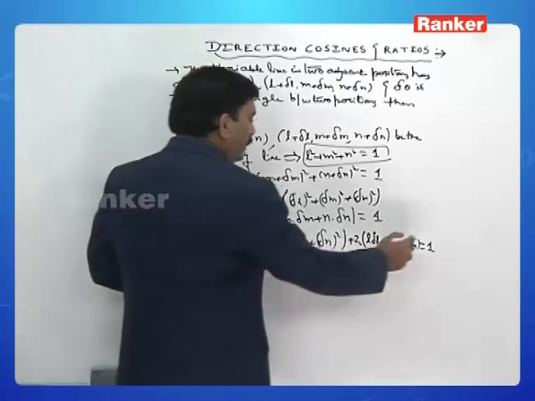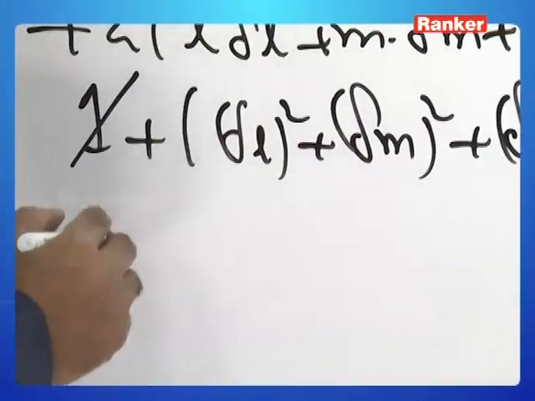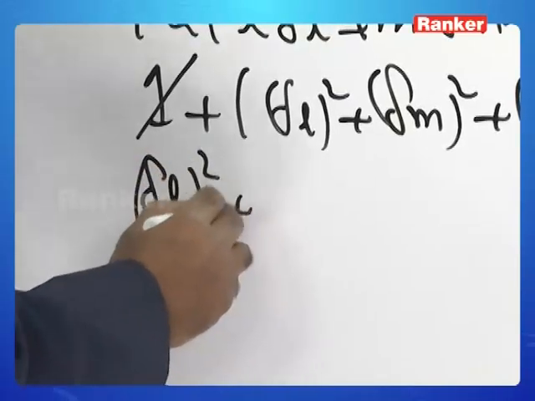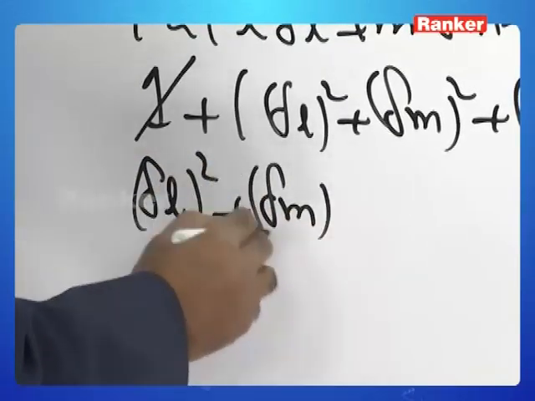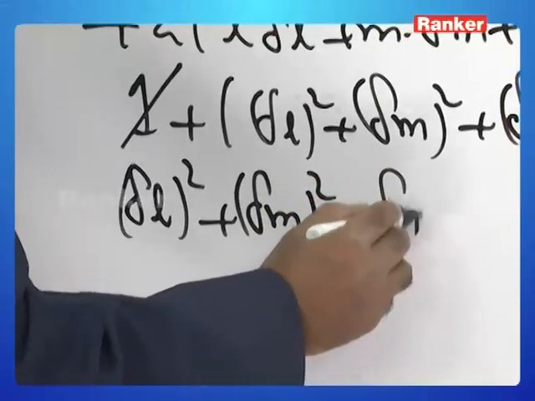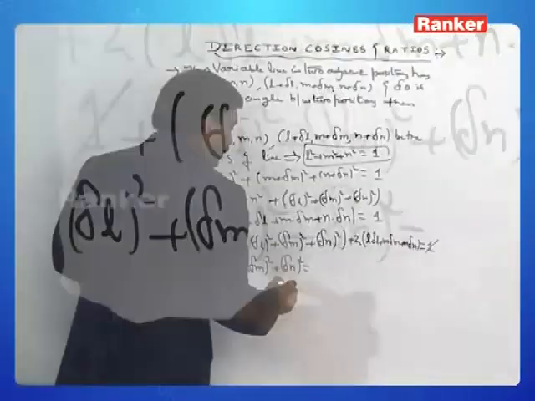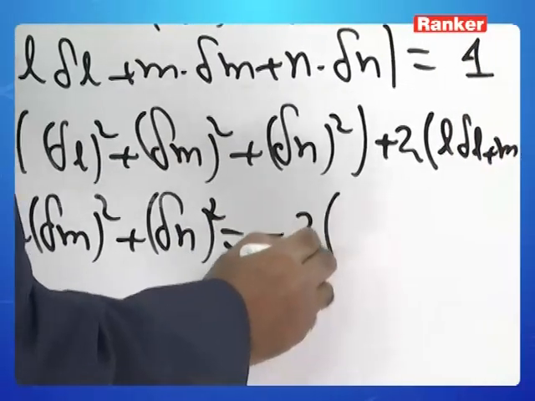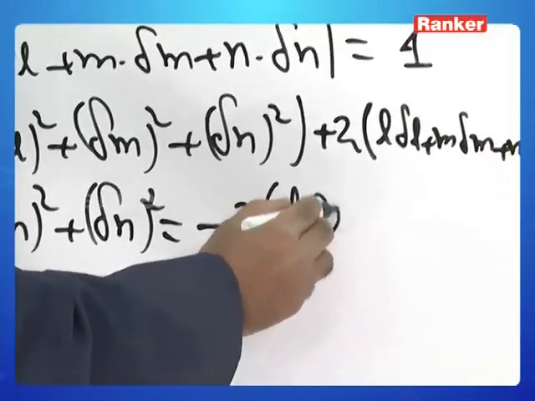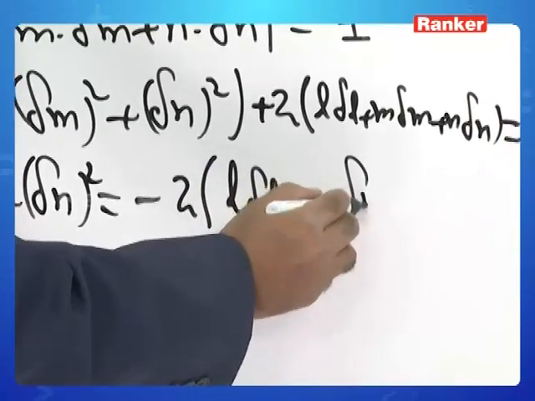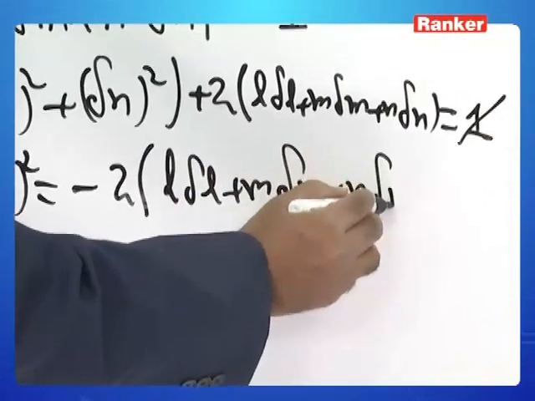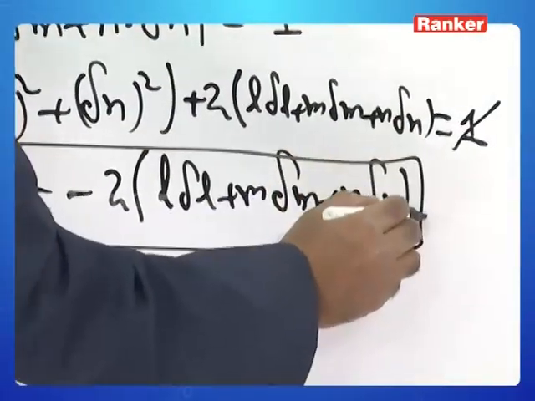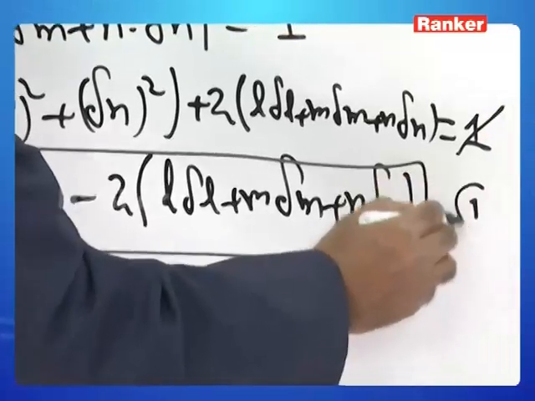Now this and this get cancelled. You transfer that side. I can write δl² + δm² + δn² is equal to minus 2(l δl + m δm + n δn). You call this result number 1.